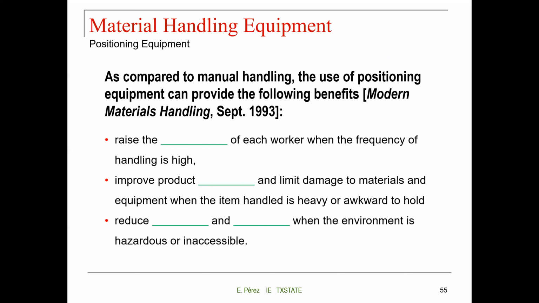As compared to manual handling, the use of positioning equipment can provide the following benefits. Raise the productivity of each worker when the frequency of handling is high. Improve product quality and limit damage to materials and equipment when the item handled is heavy or awkward to hold. Reduce fatigue and injuries when the environment is hazardous or inaccessible.